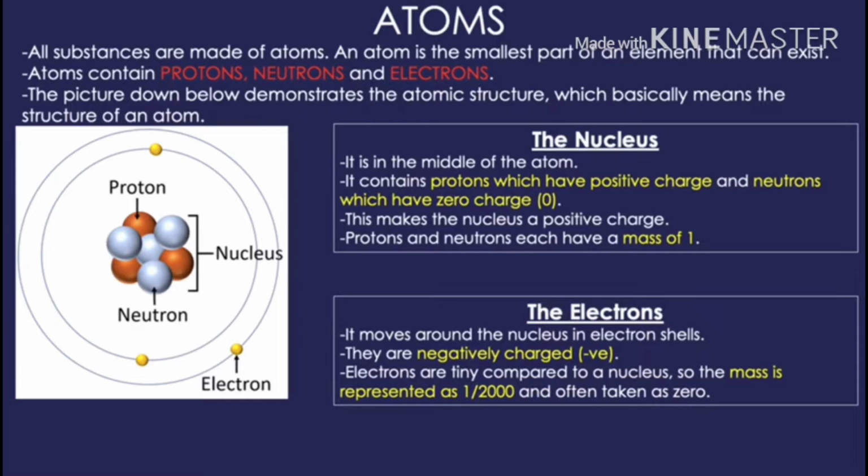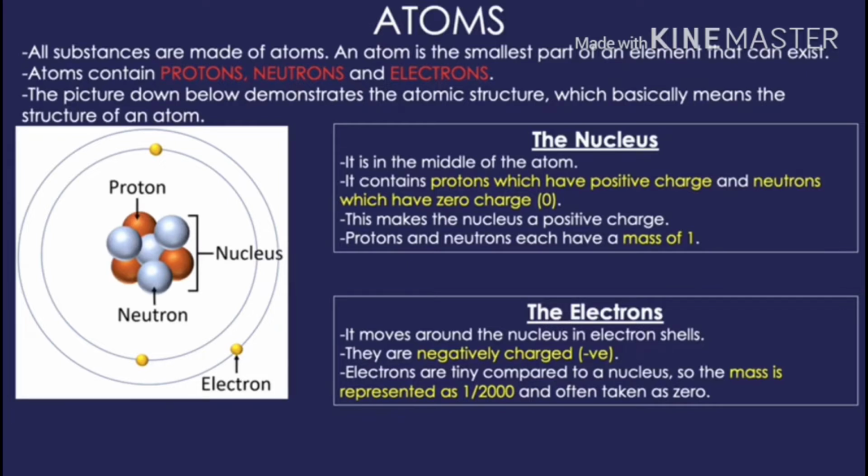All substances are made up of atoms. An atom is the smallest part of an element that can exist. Atoms contain protons, neutrons and electrons. This can be easily remembered as PEN, so P for protons, E for electrons and N for neutrons. The picture below demonstrates the atomic structure, which basically means the structure of an atom.